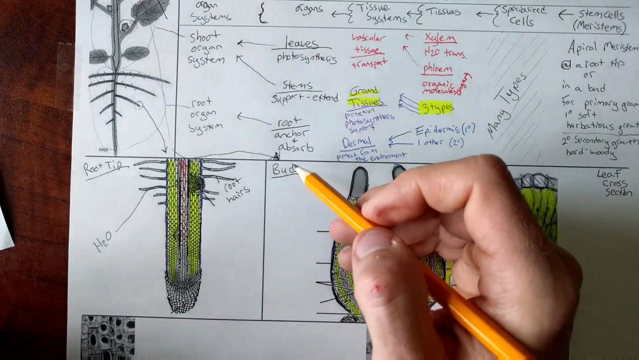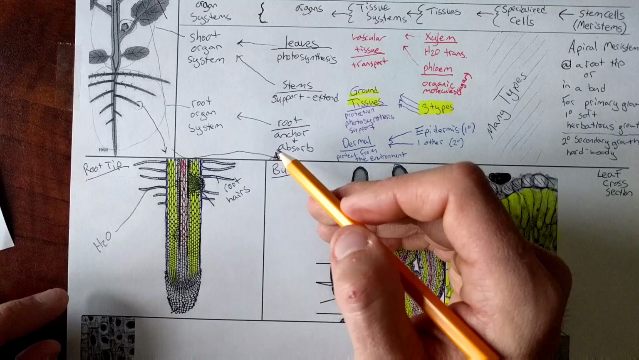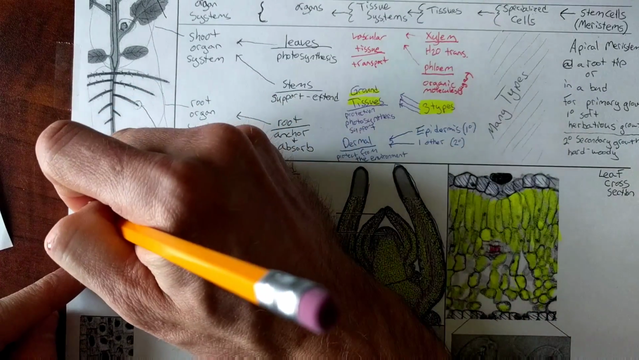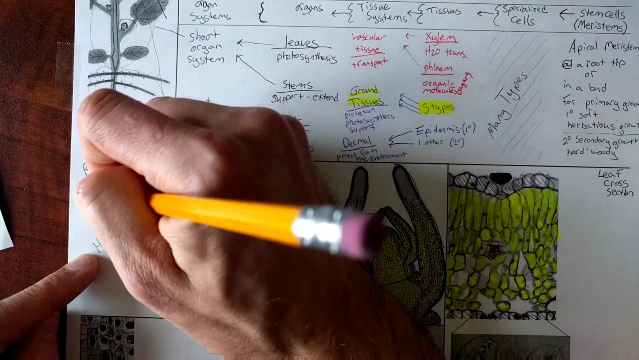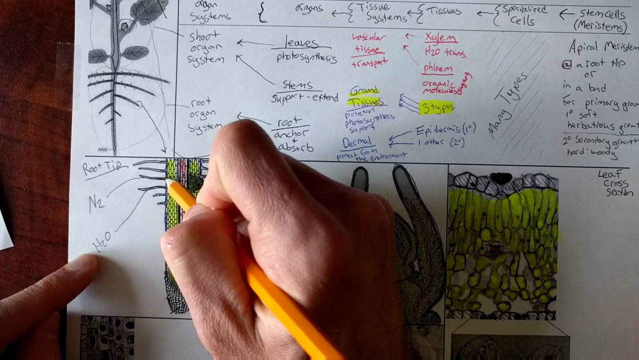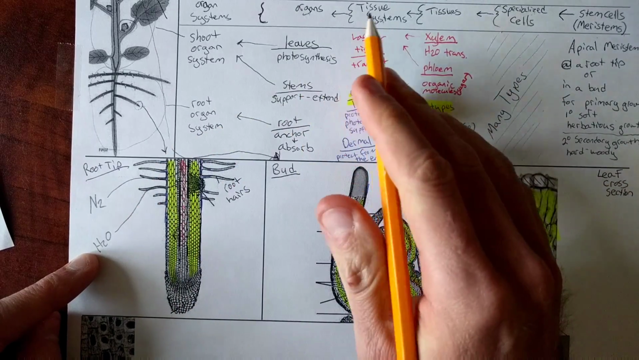And very good for anchoring. They're so thin, they're just a single cell, so it's really not anchoring. These root hairs are really for absorption. Another common one, plants need their nitrogen in some form or another. That needs to get absorbed and brought into the vasculature.